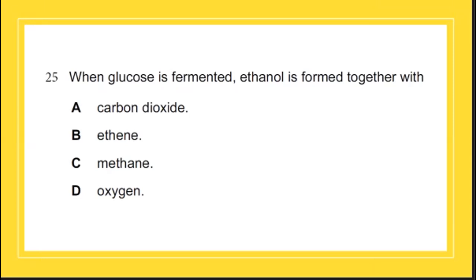25. When glucose is fermented, ethanol is formed together with something. The answer for this is carbon dioxide. This is an anaerobic process, which means to say oxygen is not present. So when glucose undergoes fermentation, ethanol is formed along with carbon dioxide. The answer for this is E as in apple.